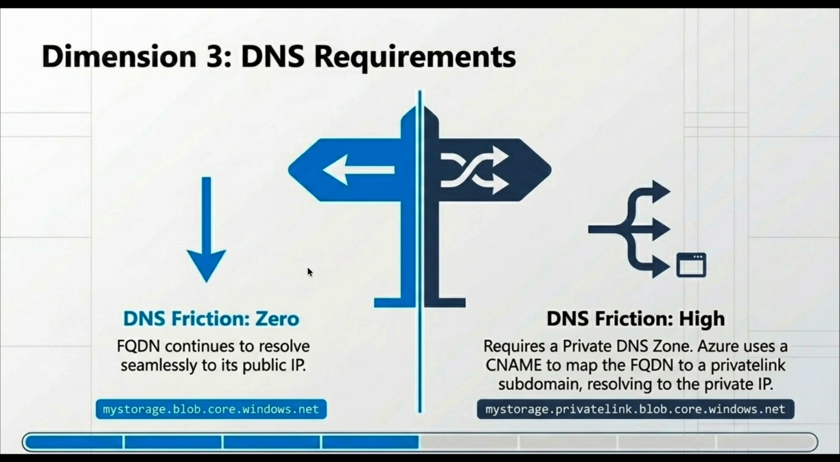Next we have the DNS requirement. The service endpoint requires no DNS changes, but the private endpoint requires private DNS zones so that our internal resources can have name resolution to the private IP of the PaaS resource. And this is actually where many engineers get confused during implementation, because creating a private endpoint is not enough. You would have to configure the DNS also so that the internal resources can access the resource with the name.